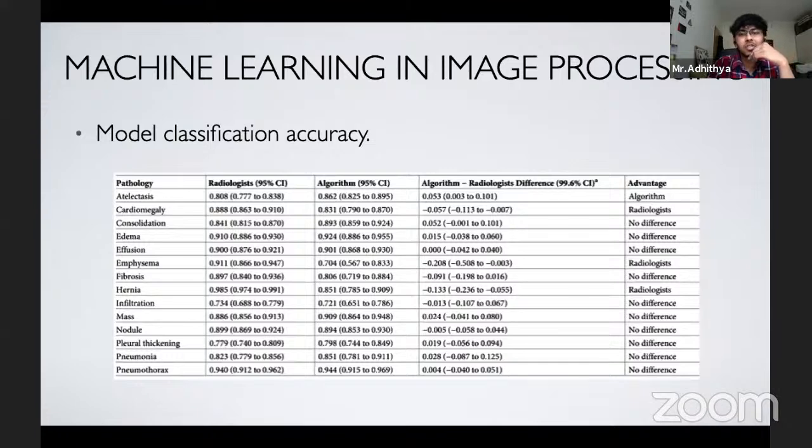And this is just a result of the accuracy of the model. For example, radiologists classify a certain disease with this much percent accuracy, and your model classifies with this much percent accuracy. It gives an idea of how accurate the model is. You don't need to go through everything here, but just to get an idea.